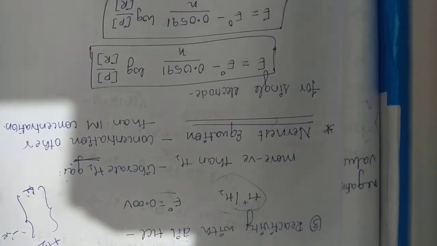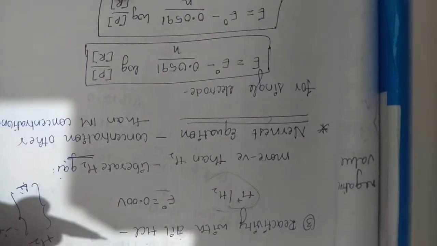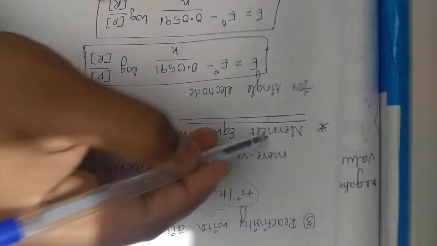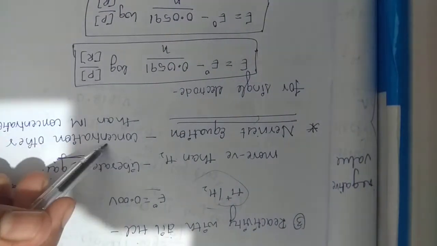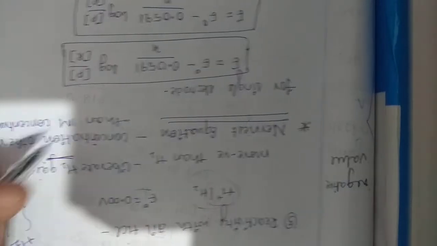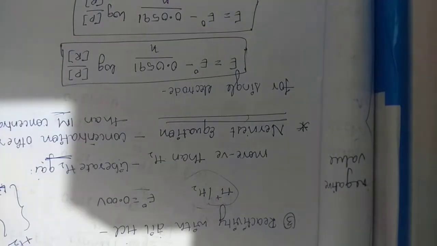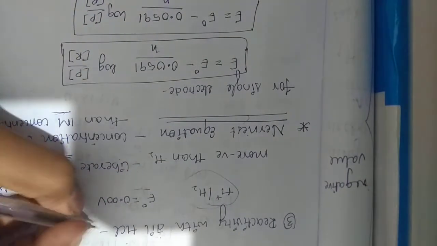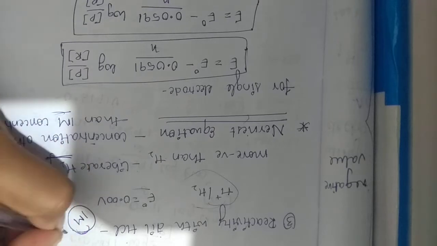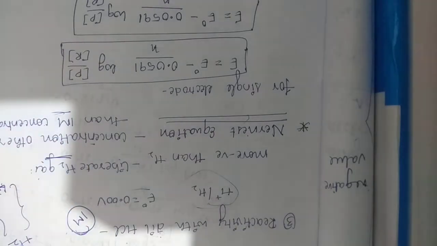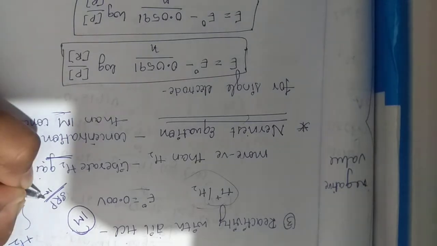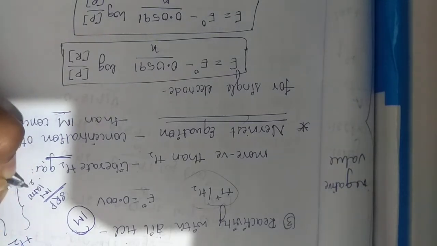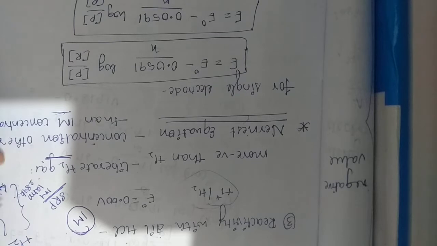Now let's go into the Nernst equation. Nernst is a scientist, a chemist. The Nernst equation deals with concentration other than 1 molar. Till now, whatever we have seen is for 1 molar concentration. You remember we had seen the standard reduction potential: at 1 molar concentration, 1 atmosphere, 298 Kelvin, right? We have seen it right here.